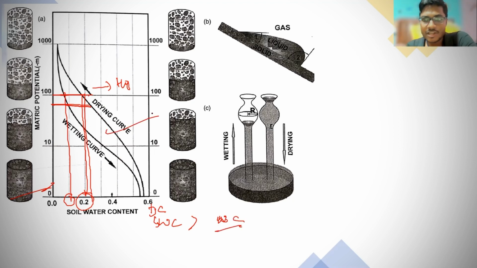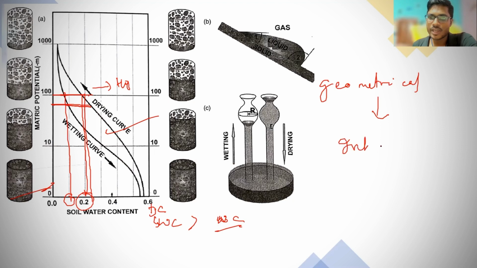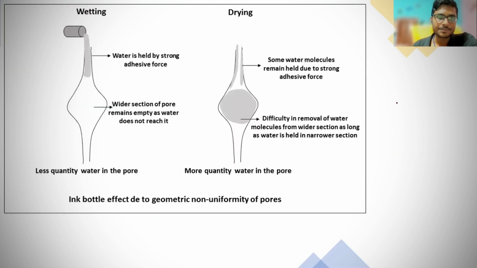Then what is the reason? The reason for this hysteresis effect is the geometrical non-uniformity of pore space, because in soil all pore spaces are not equal in size, and this leads to the ink bottle effect. So the reason is geometrical non-uniformity, which leads to the ink bottle effect. Then what is this ink bottle effect? So we'll see that. This is the ink bottle effect. Suppose this is an ink bottle.